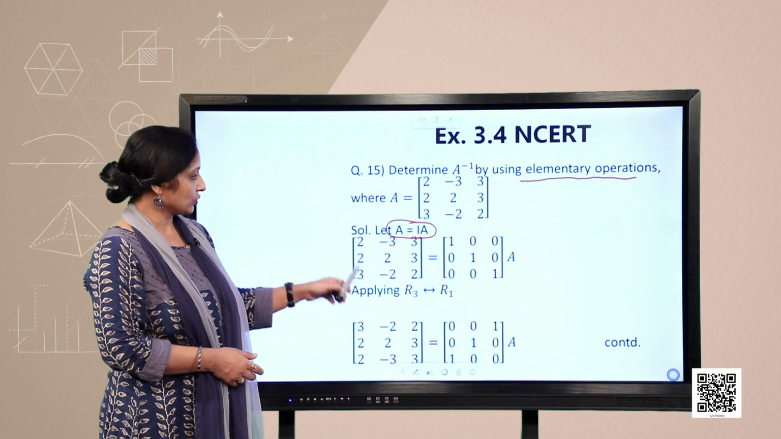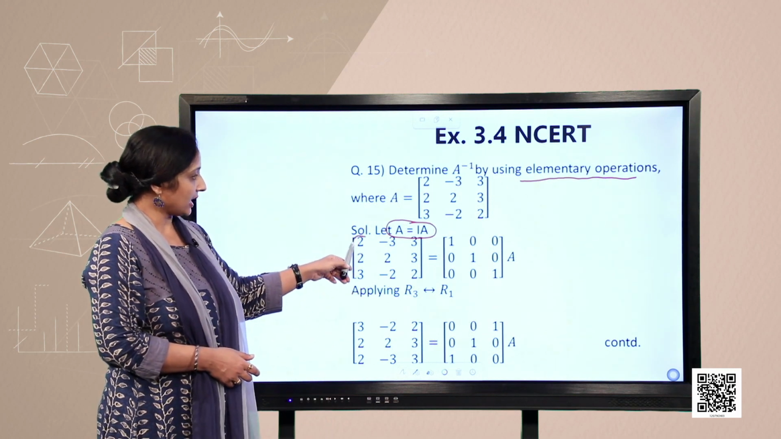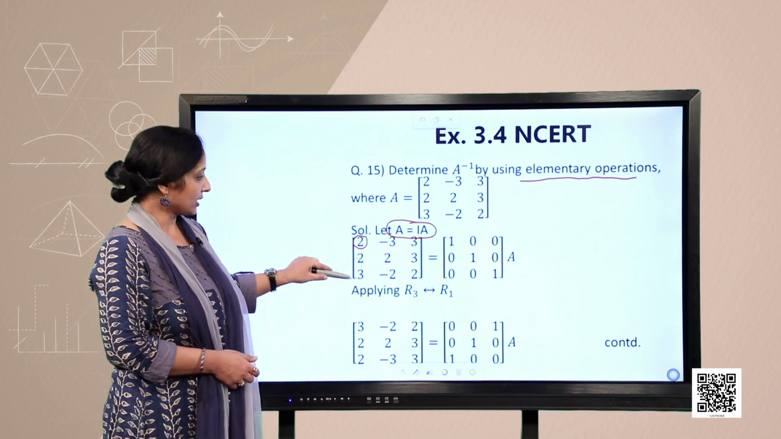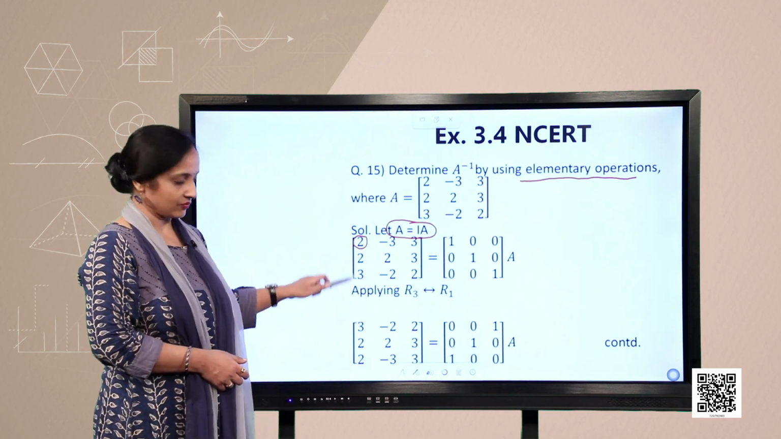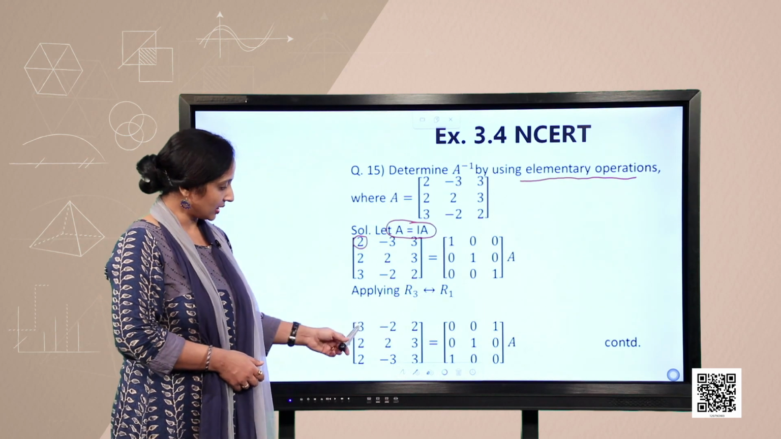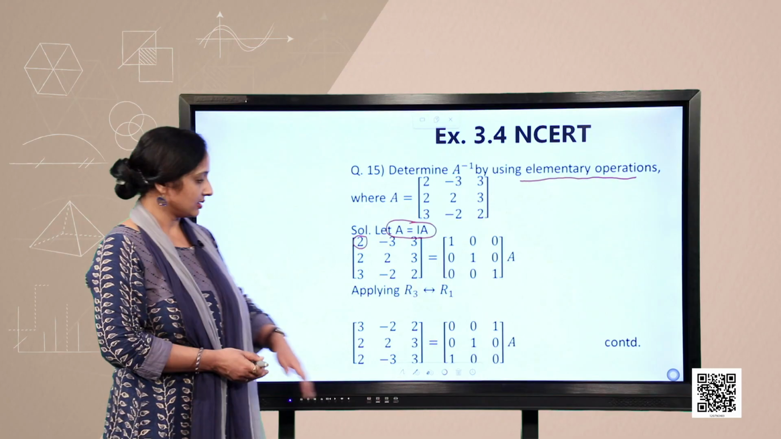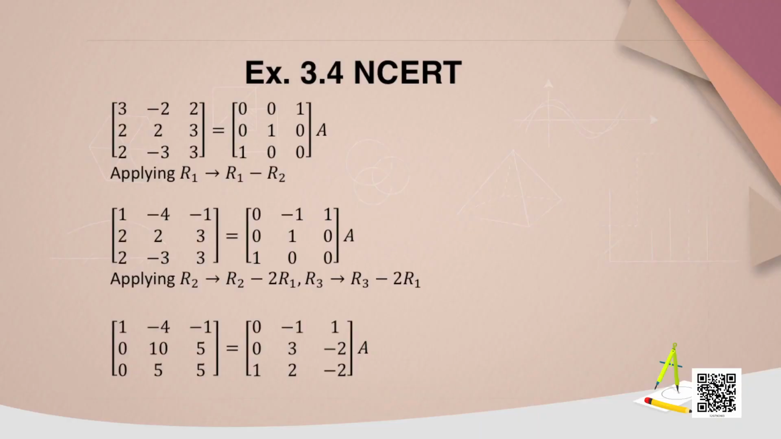So what you are going to do? Make this element A11 as 1. For that we can change R3 and R1. Why so? So that I am getting a larger number here than this number, and I will subtract in the next step.